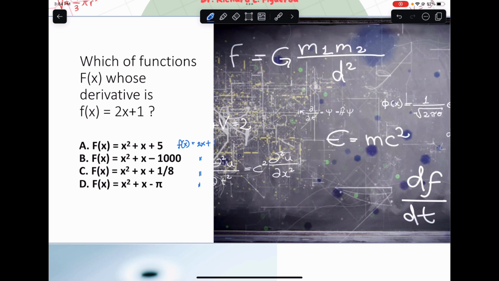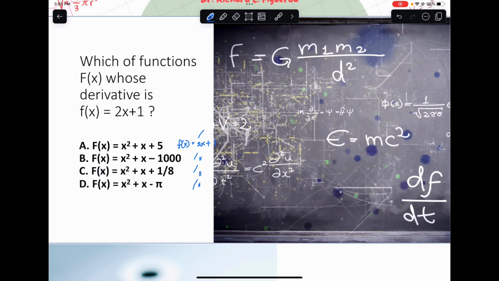In the same manner, it just so happened that in this case the difference is just the plus 5, the minus 1000, plus 1 over 8, minus pi. So in differentiation, once we have a given function and we differentiate it, the answer is the derivative, which in this case is 2x plus 1. Reversing that, if we are given the derivative 2x plus 1, this is the same for the second option, the third option, and the fourth option: the derivatives are all 2x plus 1.